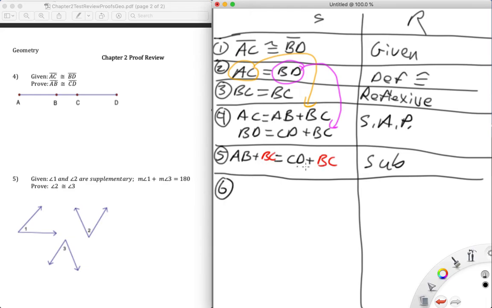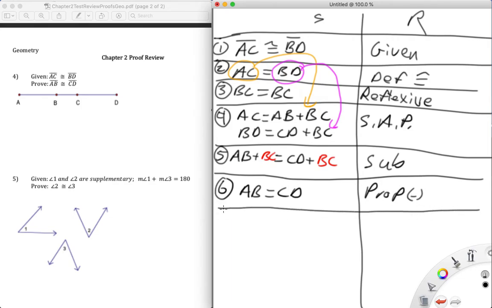Now that I have BC on both sides, I can subtract that out, and I can say that AB is equal to CD. Subtraction property of equality. If they are equal, then they are congruent. So I can say that AB is congruent to CD. Definition of congruent segments or congruency.